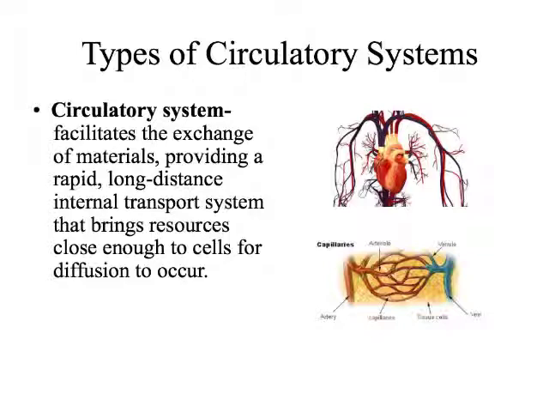So in animals, a circulatory system is basically a system within the body that facilitates the exchange of materials, providing a rapid, long-distance internal transport system that brings resources close enough to cells for diffusion to occur. So basically, it is the transport system of nutrients and wastes around the body of an animal. And in the circulatory systems of different animals, the important thing is that the system has to reach every cell. So there's going to be different kinds of setups for different kinds of animals.